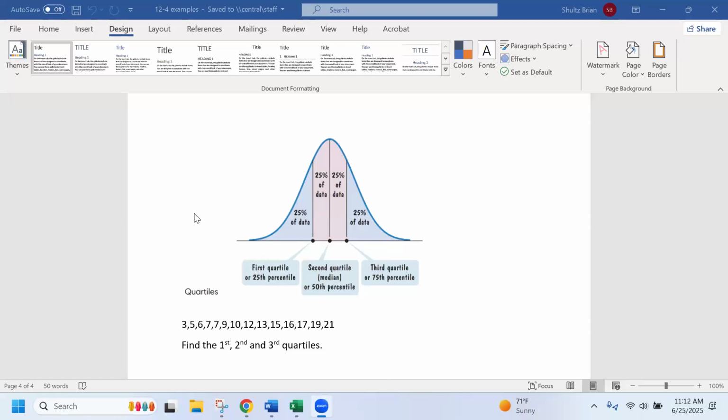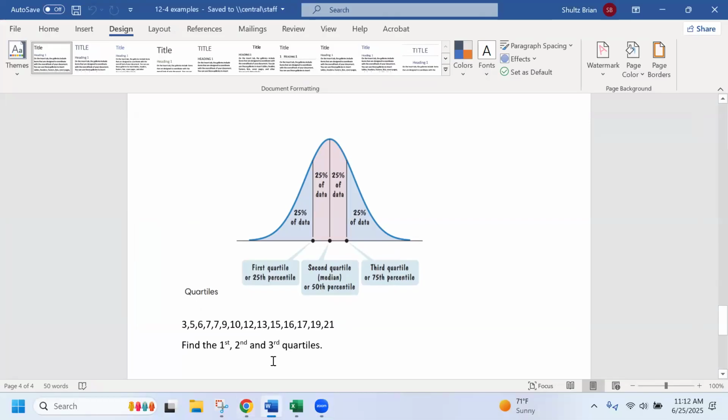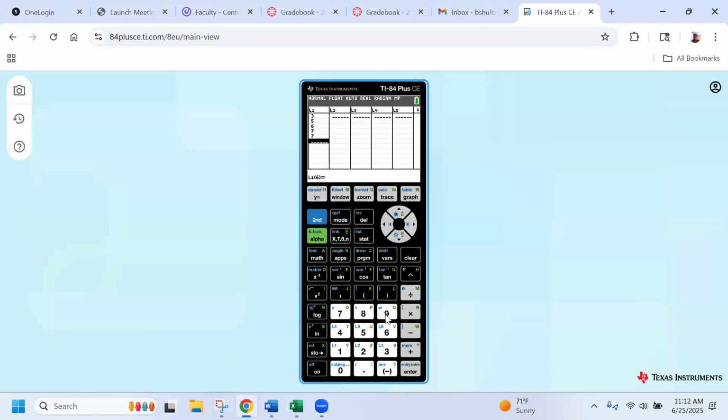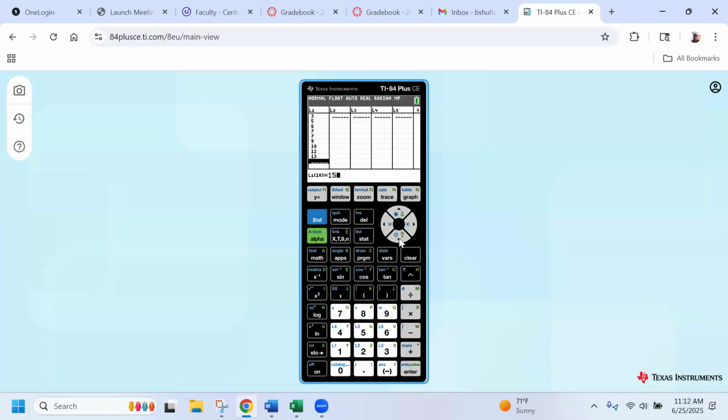And there are my values. So I've got 3, 5, 6, 7, 7, 9, 10, 12, 13, 15, 16, 17, 19, 21. Down arrow, up arrow.